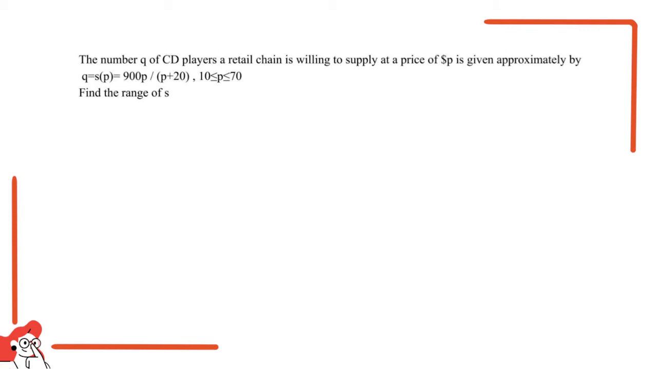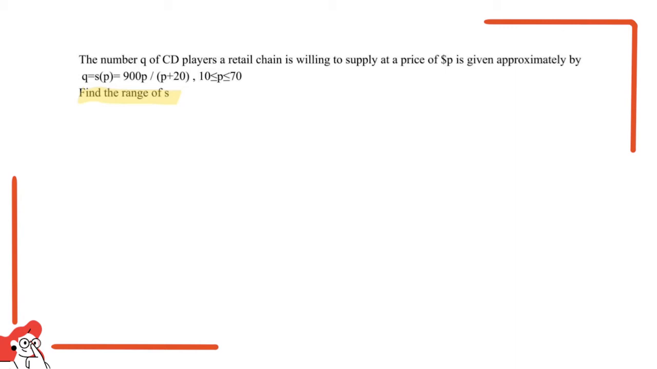The question says the number Q of CD players a retail chain is willing to supply at the price of P dollars is given approximately by Q equals S(P) equals 900P over (P plus 20), where P is between 10 and 70, so P is greater than or equal to 10 but smaller than or equal to 70. We are asked to find the range of S.